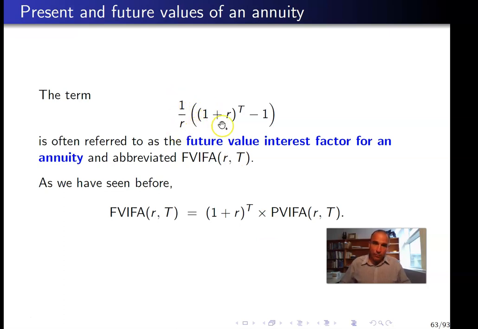And the term 1 over R times 1 plus R to the power T minus 1 is often referred to as the future value interest factor for an annuity, FVIFA. And as we have seen before, FVIFA is equal to PVIFA times the future value factor.